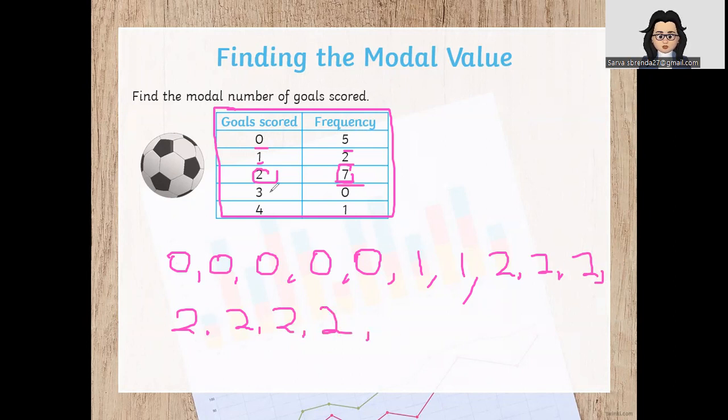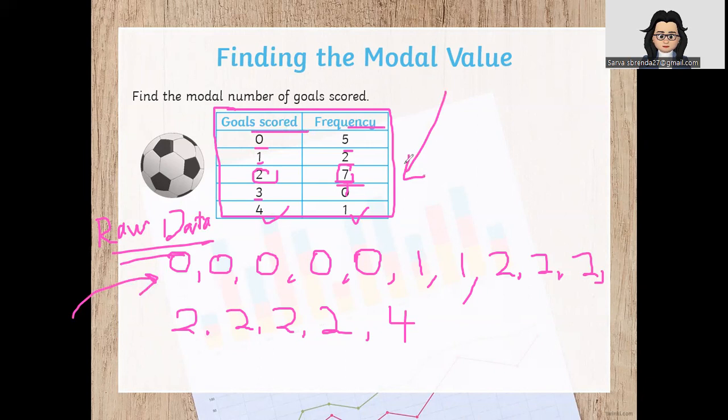That's right. Nobody scored 3 goals, so no need to write 3. If I write 3, that means one person scored 3 goals. So don't do that. Be careful. And we have one person who scored 4 goals. So 4 was scored by one person. This is what we call the raw data. So remember, in the previous example, I gave you the raw data and I showed you how we built this table up. Now, given the table, you should be able to break it back into raw data. So this is an important skill that you need to learn when you're finding the mode.